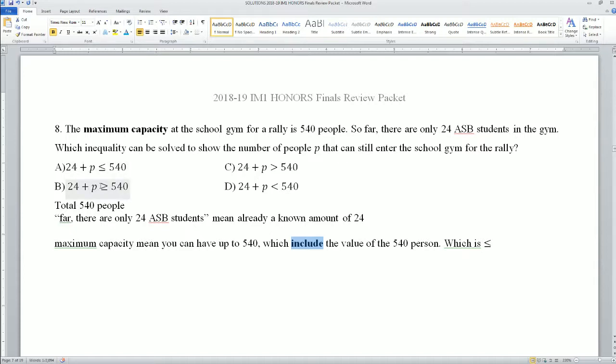Okay? That's why it's one of these options. Okay, it has to have the equal to. Now the question is, is it less than 540 or greater than 540? Right? So again, it has to be less than 540 people. That's why the answer would be A. Okay? It has to be less than 540 people. Okay?